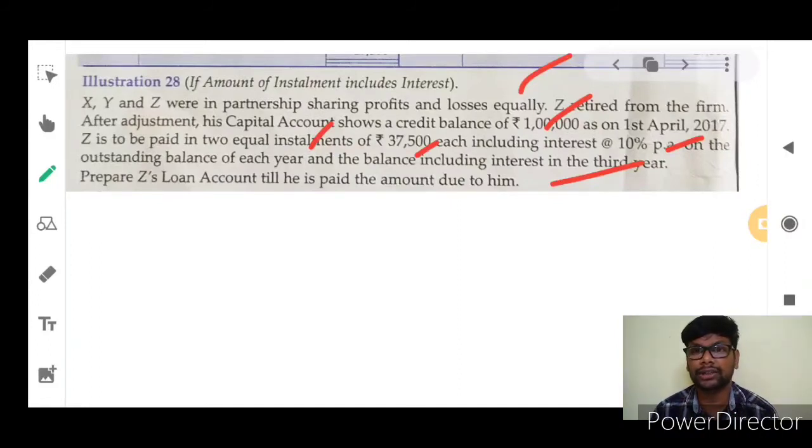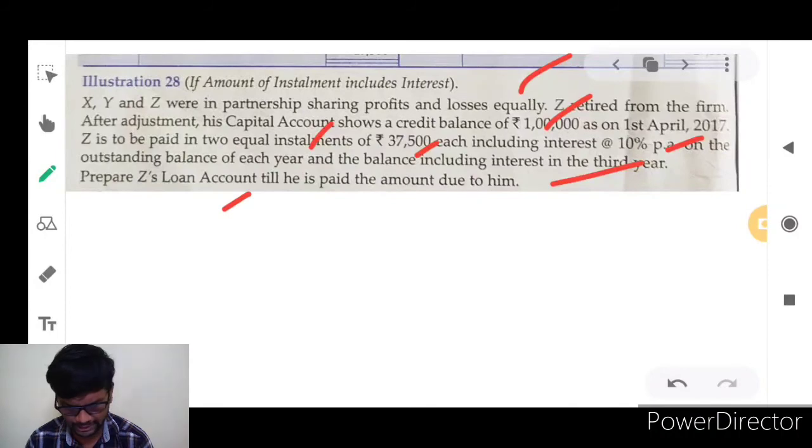So 37,500 plus 37,500 is not 1 lakh. Collectively 75,000 only will be covered, but 10% interest also has to be given. So the balance money will be there. That balance money will be paid in one single installment. So you have to be very careful while you are preparing this account. Only 2 installments. After that, in the third year, the balance money will be paid. Whatever the money it is, that will be paid by the firm to the retiring partner.